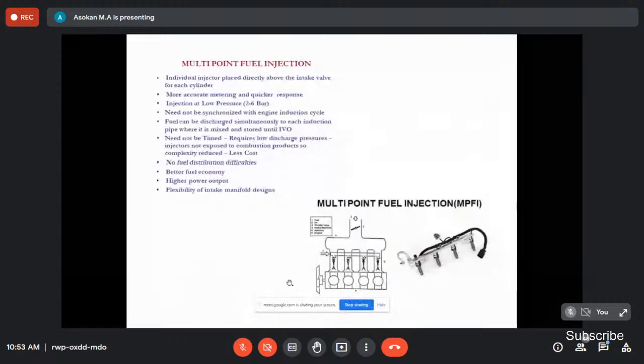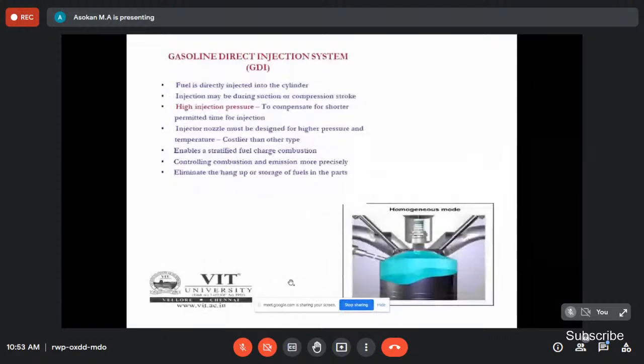Now this is the gasoline direct injection system. So this is the spark plug, inlet valve, exhaust valve. The fuel is directly injected into the cylinder. There is no intake manifold. The injector is located directly inside the combustion chamber, so the fuel is injected like in a diesel engine. That is why it needs high pressure. Because of the high pressure already available in the combustion chamber, it needs a high injection pressure.